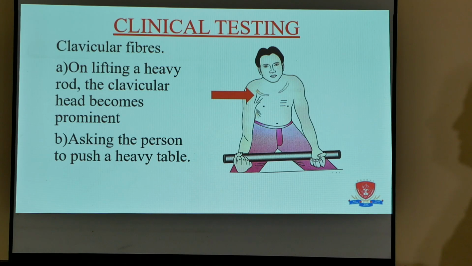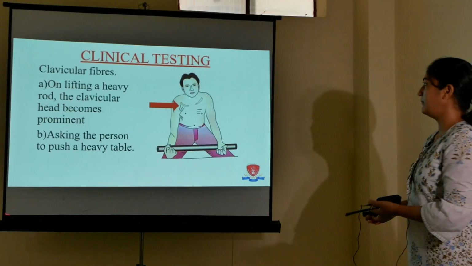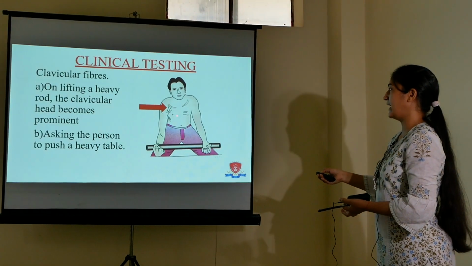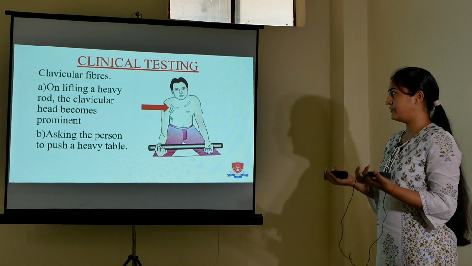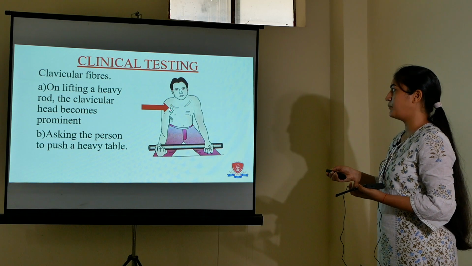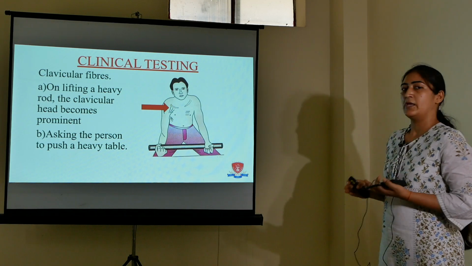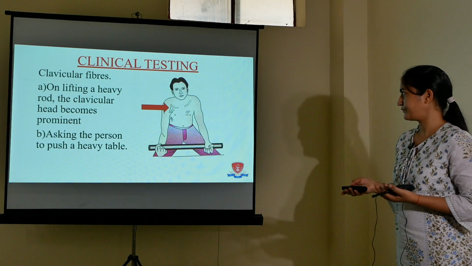Then the clavicular fibers and the sternocostal fibers, how can we test them individually? The clavicular fibers we will test first. I told you the clavicular fibers do the flexion of the arm. So we tell the patient to do the activity, that is, hold a stick and try to lift it. If the patient is able to lift and these fibers become prominent, that means the clavicular fibers are working fine.